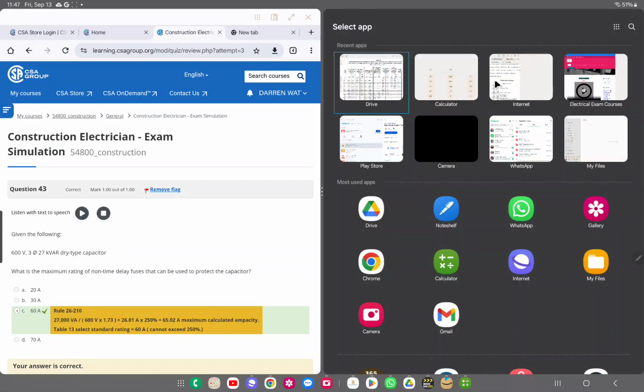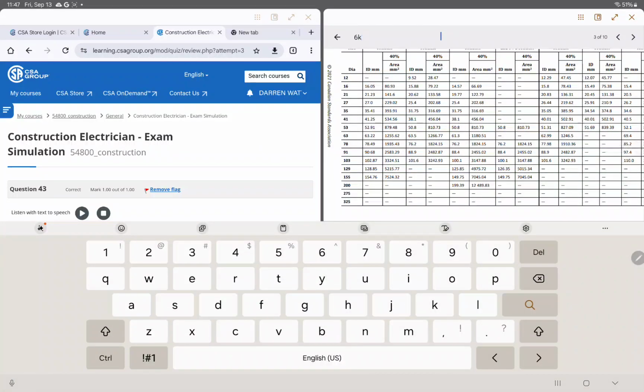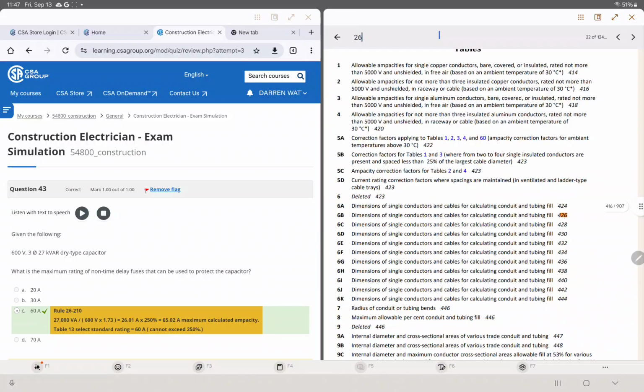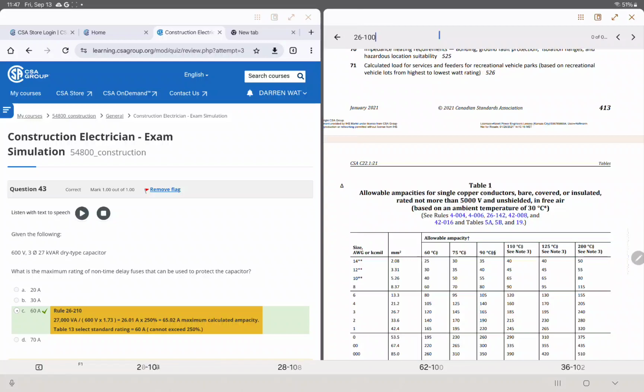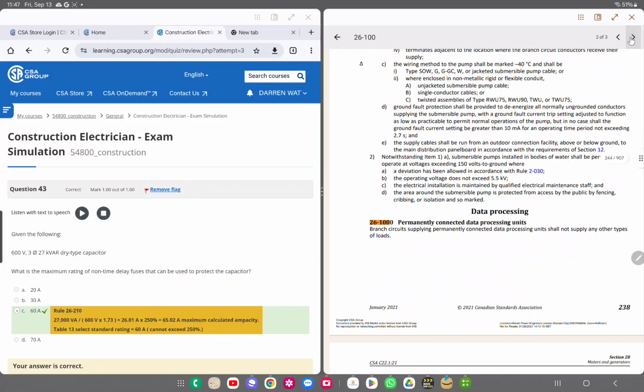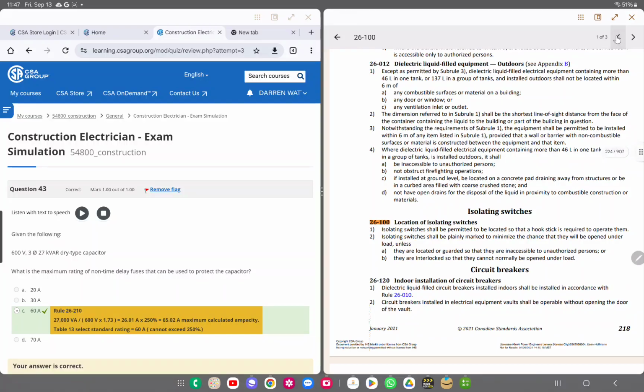So using the code book, we got here, we're gonna look for 26. We'll start at 100, I guess. Too far. Okay.